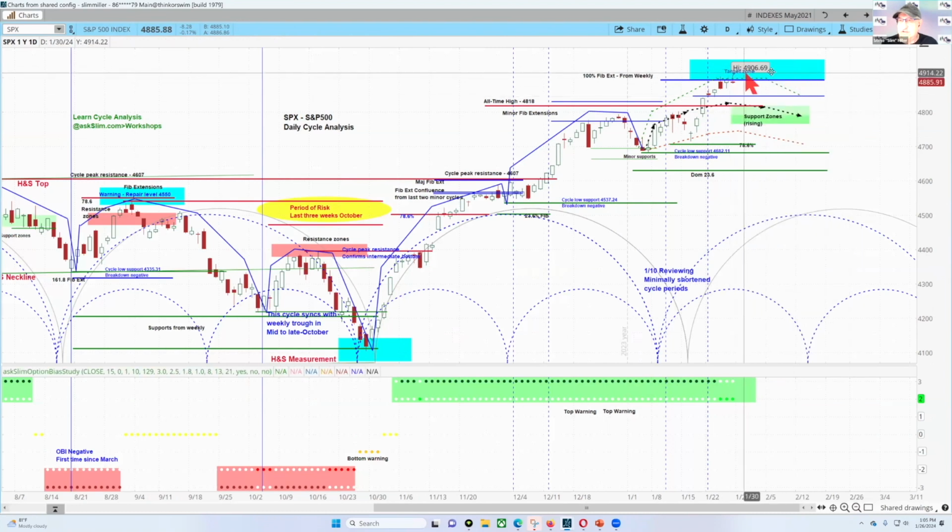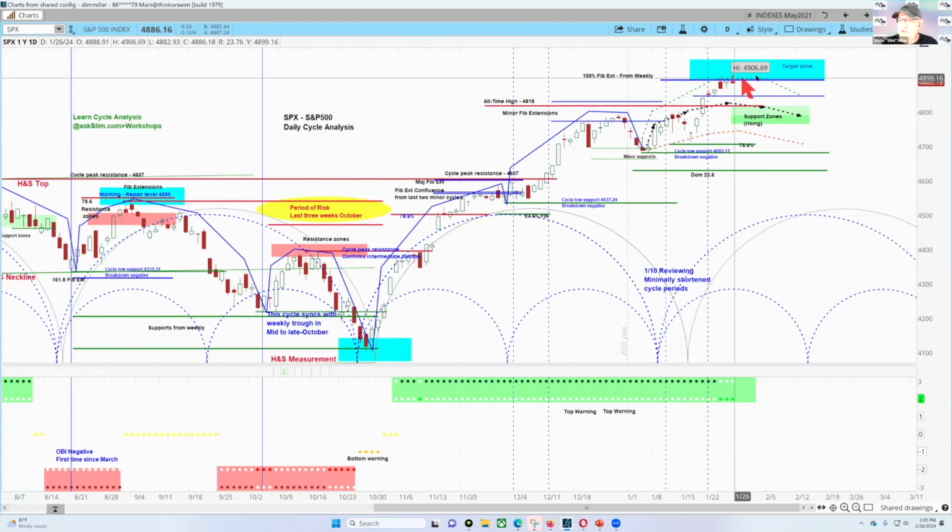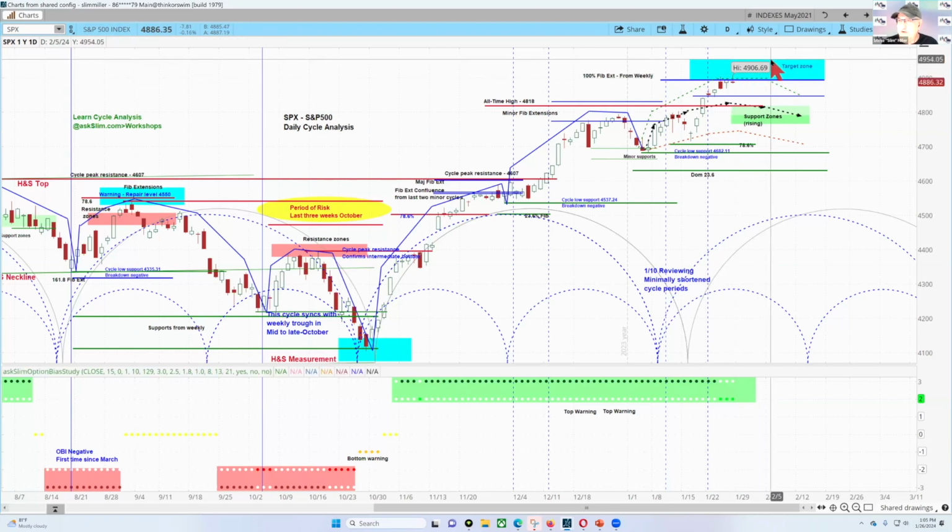Right there, the target zone being between the 78.6 and 100% fib extensions. Those are the ones we put on the weekly chart. So it gets up here to the top of this zone. Now, the top of that right there at the 100% is at 49.54. It's not ridiculous that it could extend up into that time frame.